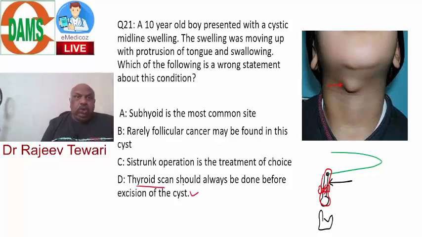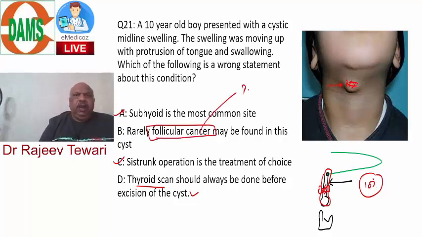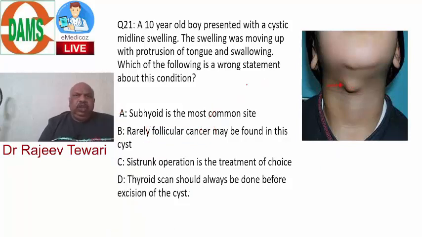Thyroid scan, yes, this should always be done, because in roughly 10% of cases, the whole thyroid will be inside the cyst only. If you do not do that scan and see the exact location of the thyroid, you excise the cyst and accidentally you may even remove the thyroid also. So sometimes inside the cyst you do get thyroid tissue. To rule that out, a scan should be done. Follicular cancer you don't get in the cyst, you get papillary cancer. In about 1 to 3% of cases, papillary cancer may be found, not follicular. So the wrong answer is B, of course.